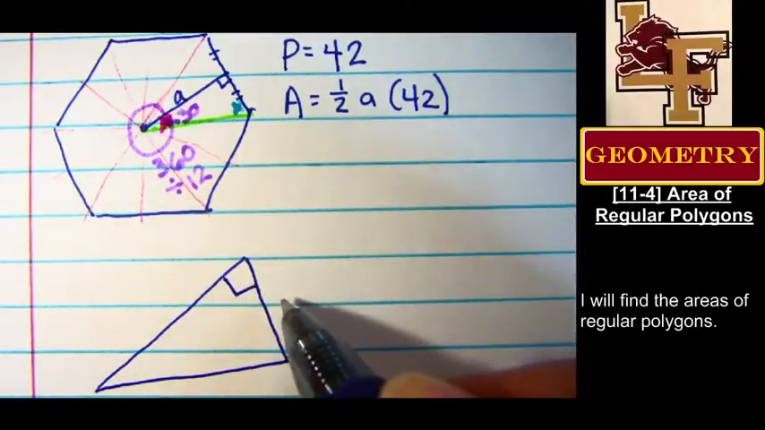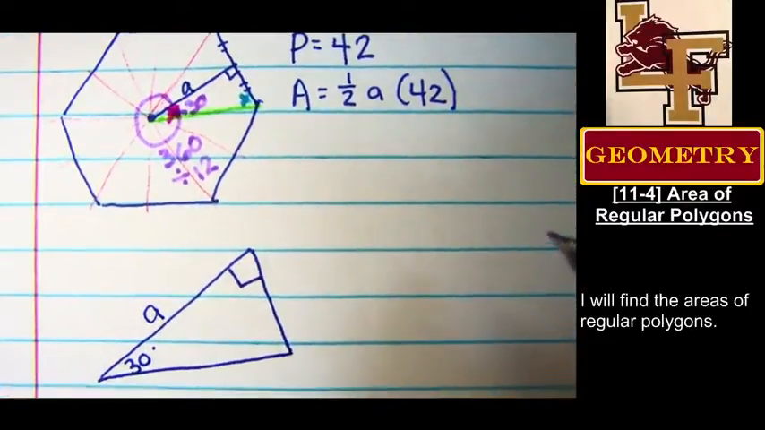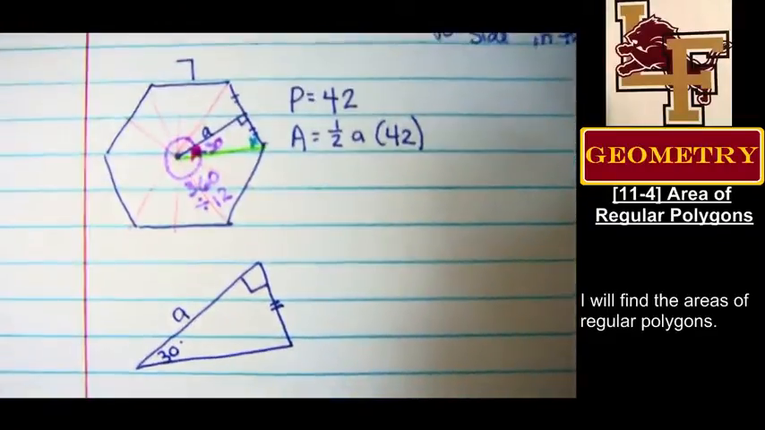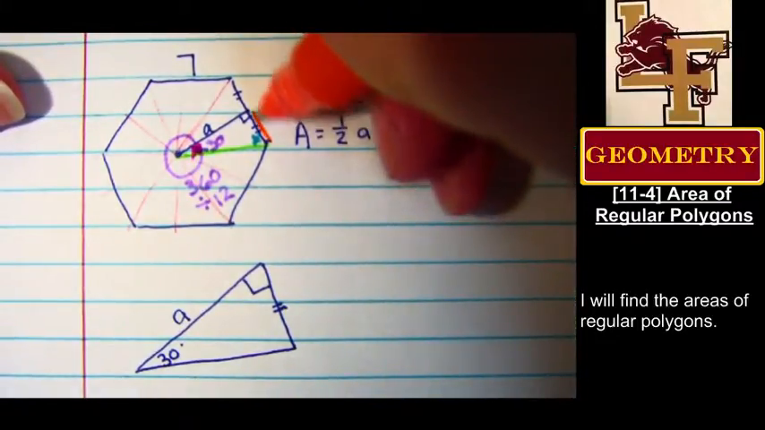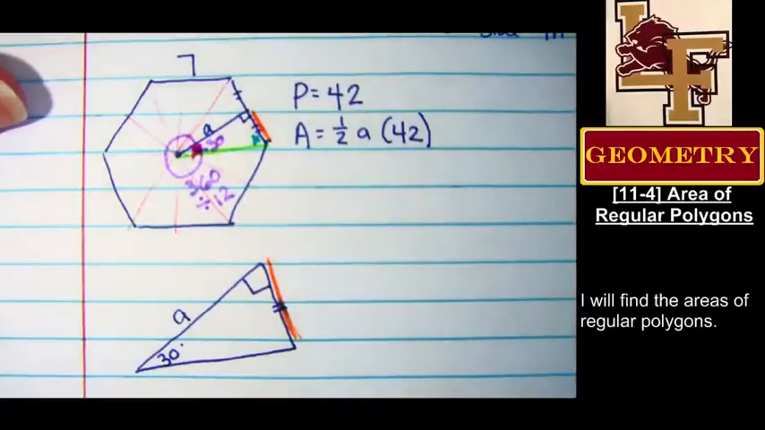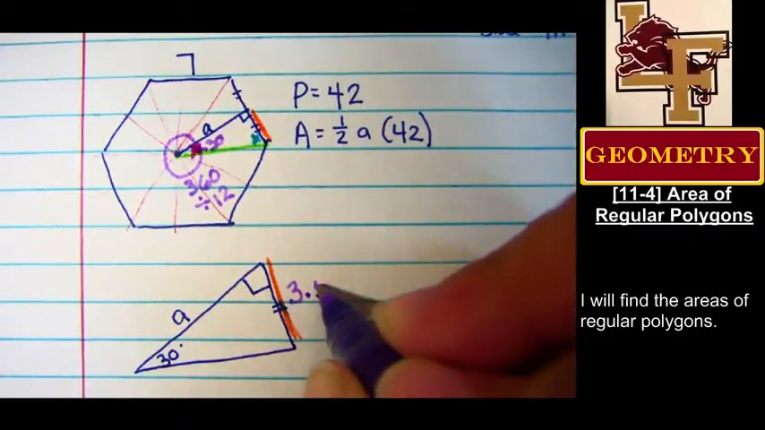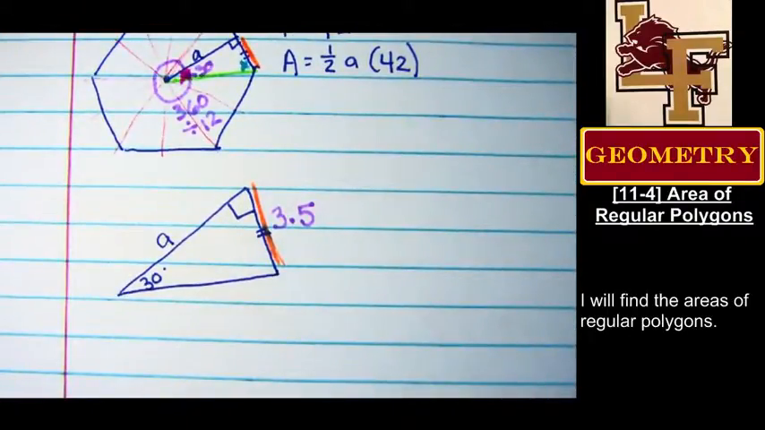Here's my right angle. Here's my 30-degree angle. This is representing my apothem. And now I need the measure of this side right here. The whole side of my hexagon is 7. The apothem cut that into 2 pieces. How much is this one piece? 3.5. How'd you get 3.5? 7 divided by 2, because it got cut in half. That makes this 3.5. I now have enough to do some trig.